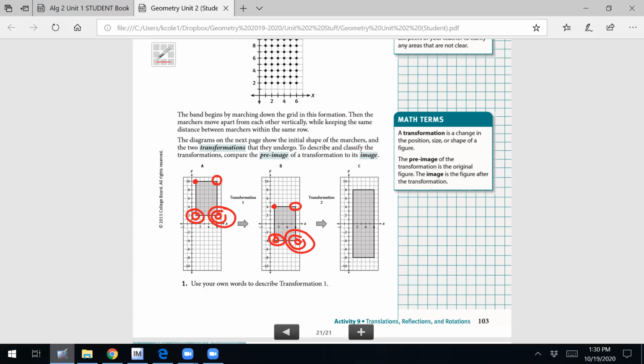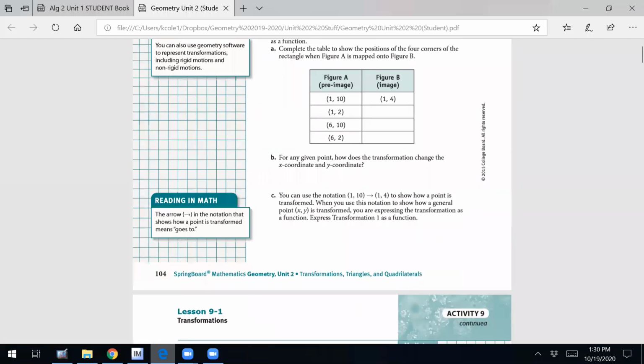All right, help me fill mine in quickly. Who was with 1, 2? Okay, who's with 6, 10? 6, 4? And who's with 6?